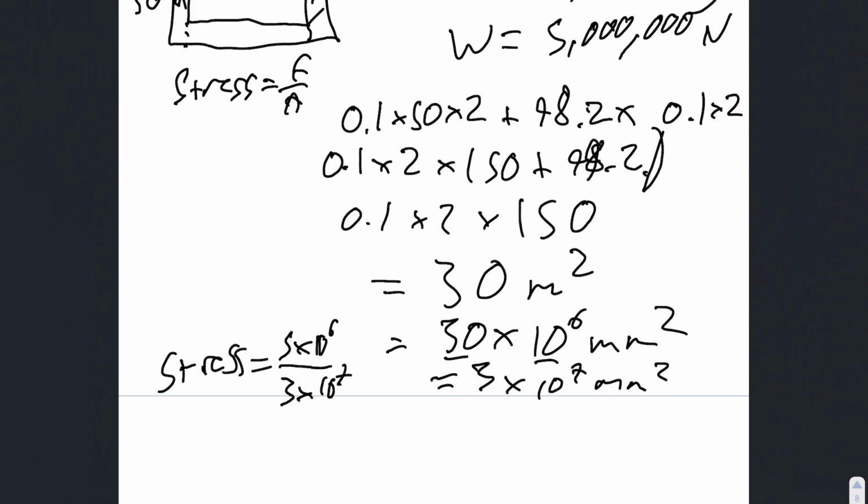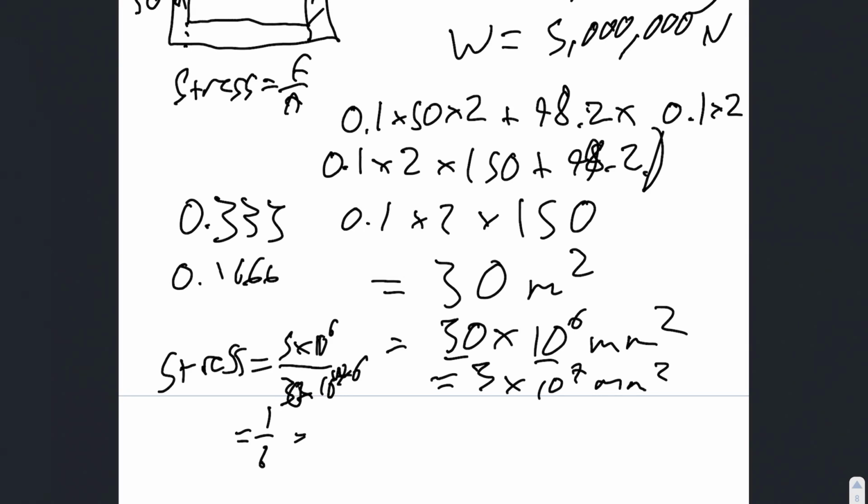Actually, if this was 30 and this was 6, that'd be easier to work out, because we know that 5 over 30 is simply 1 over 6. And 1 over 6 is half of a third, so 0.333. Half of that is 0.1666, I think, but just around 0.17. So that's the stress that the walls can take.